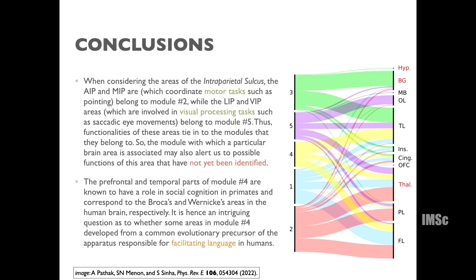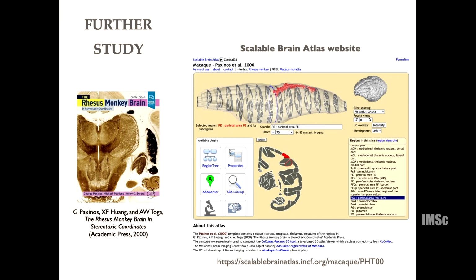With that, I just thought I'd mention that if you would like to know more about the macaque brain, there is a very nice resource here called the Scalable Brain Atlas. They have different atlases. I think this is the rhesus macaque, but they also have others, I think even the mouse and so on. You can go through all the different areas, with different slices, and you can have a lot of fun playing around with this website. All the details of the different areas are also in this book on macaque brain stereotaxic coordinates, so you can check that out.